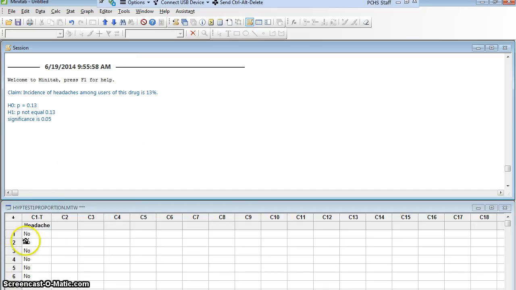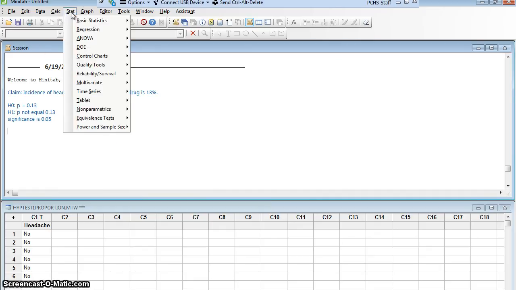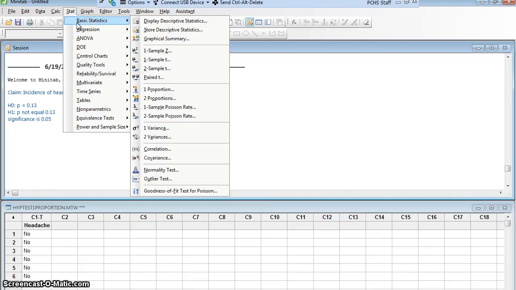Now, you'll notice here in column 1, I have all the results. No, no, no, no. In fact, the first 7 apparently were all no's. But some people have headaches. It was either a no or a yes. We're going to ask Minitab to now test our sample data versus that null hypothesis. So, to do that, we're going to go up to Stat. This is a statistical test. And we're going to go to Basic Statistics. Here, we are testing a proportion. That was very important. And we are doing so on one sample, so we are going to go to One Proportion.